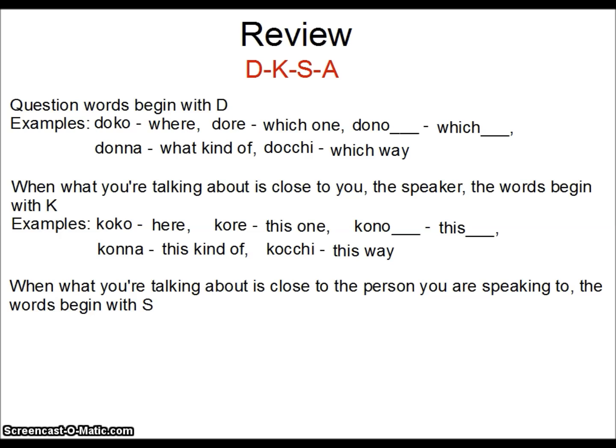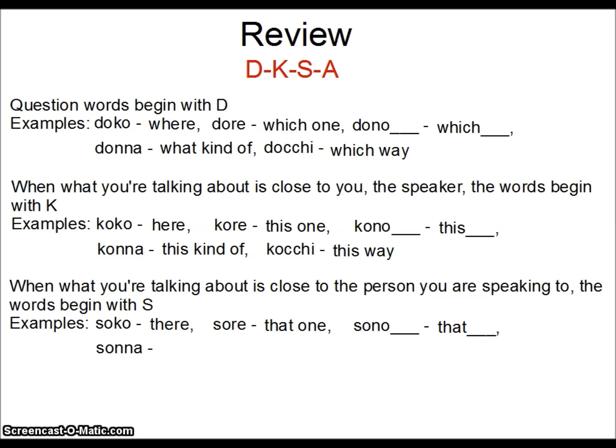When you're talking about something that is close to the person you're speaking to, the word begins with S. So instead of saying doko, where, you can answer soko, there, close to someone else I'm speaking to. So you have doko, koko, soko, sore, which means that one. You have dore, which one, and you could say kore, this one, or sore, that one, by you, the person I'm speaking to. You have sono blank, sono pen, sono neko, sono kaban, that blank. Sonna, that kind of, or sochi, that way.